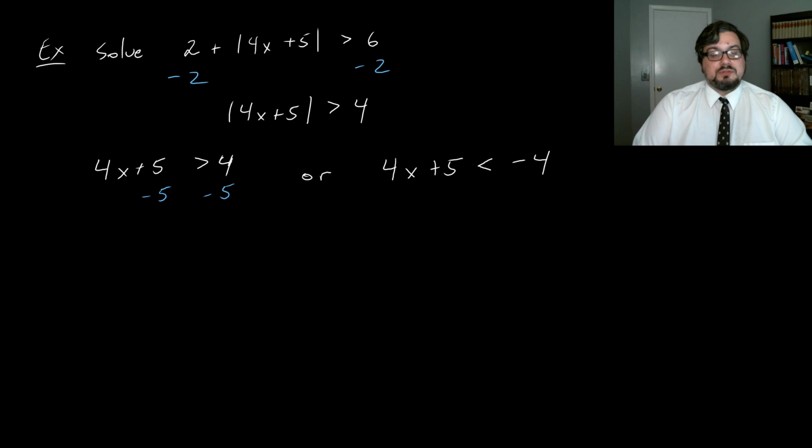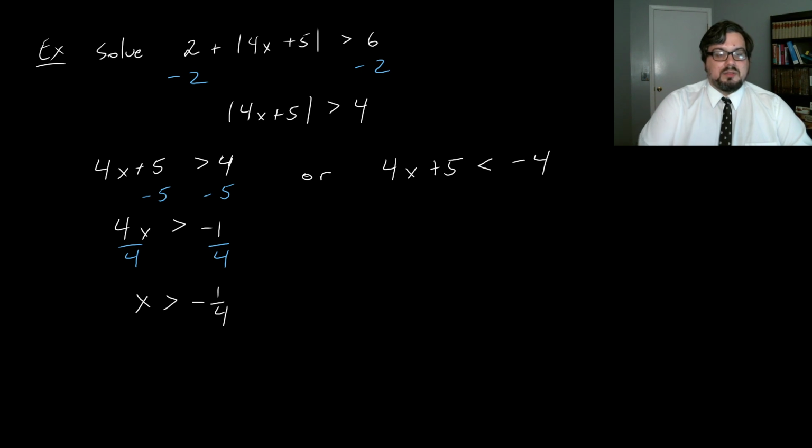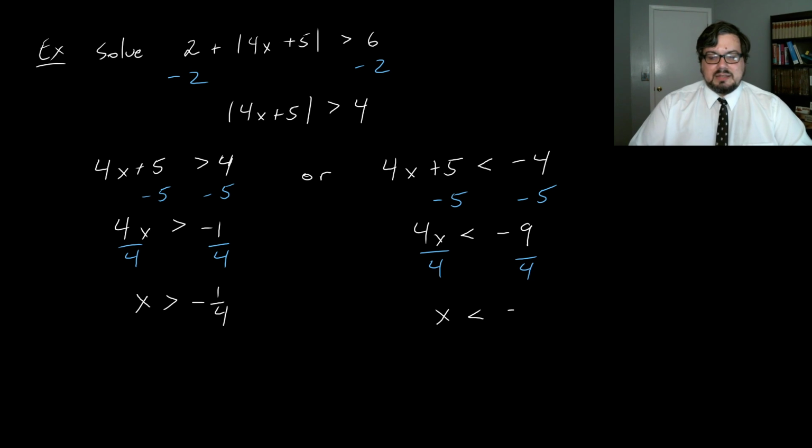Now we can solve each of these inequalities on their own. We get 4x is greater than negative 1. We divide by 4, and we get x is greater than negative 1/4 on the one side, or we have 4x is less than negative 9 after we subtract 5 from both sides, and then we divide by 4, and we get x is less than negative 9/4. And remember, this is an or statement between them.